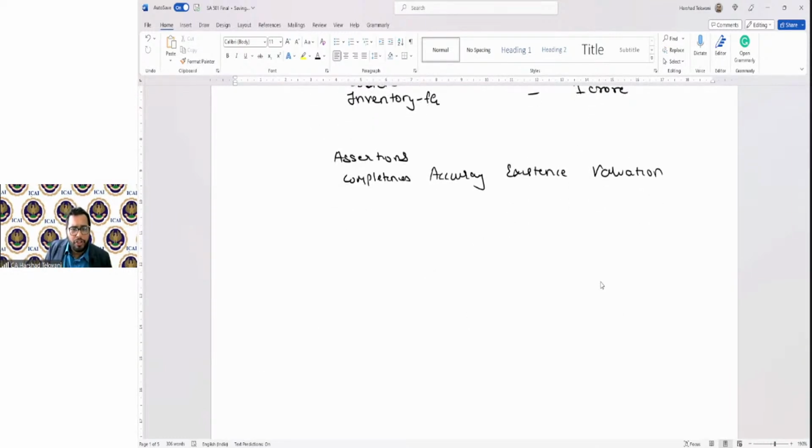Let's say, for example, I want to ensure the completeness of the inventory or the existence of the inventory. If you want to ensure the existence of the inventory, I want the comfort over the existence assertion of the inventory balance. What will I do, what audit procedures will you perform? Simple.